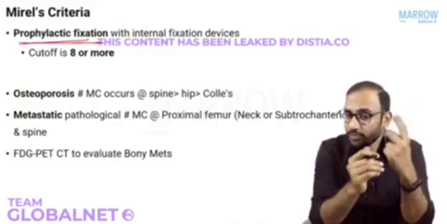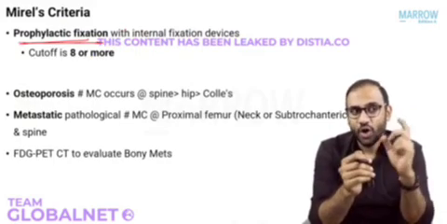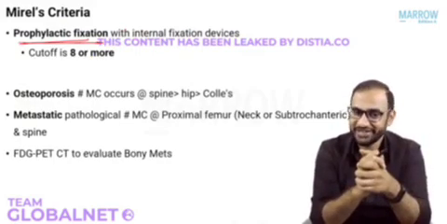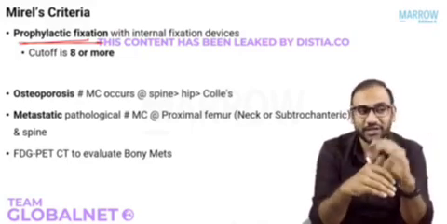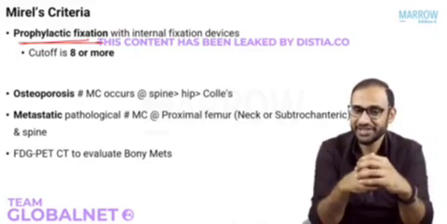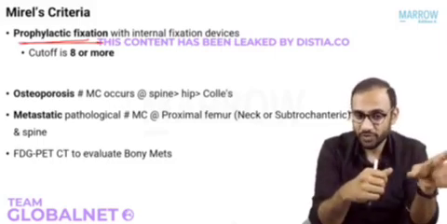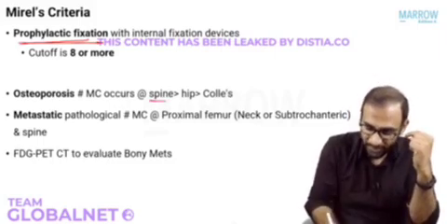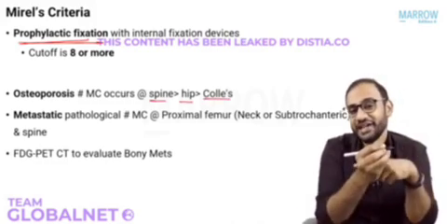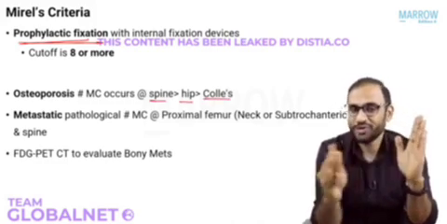Now, I told you the two important causes of pathological fractures are osteoporosis and metastasis. Right. Now, in osteoporosis, there are certain fractures that are more commonly seen, and in metastasis, there are certain common fractures that are seen. So, what are those fractures? In osteoporosis, the most common fractures occur in the spine, followed by hip, followed by distal end of the radius, Colles fractures. These are all osteoporotic fractures.